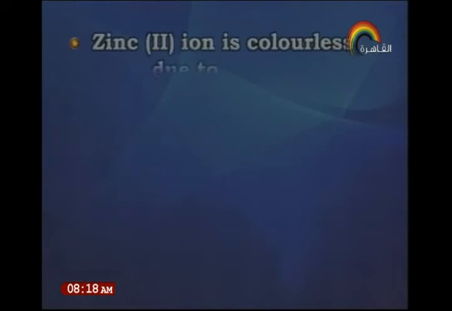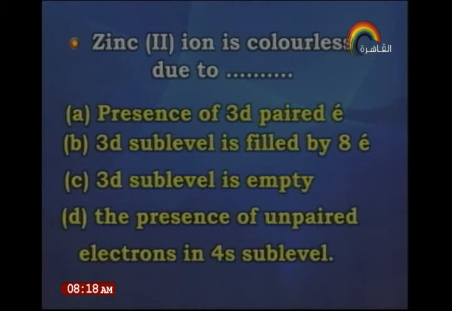Next point, zinc 2 ion is colorless due to what? Presence of 3D paired electrons, 3D sublevel is filled by 8 electrons, 3D sublevel is empty, the presence of unpaired electrons in 4S sublevel? Yes, if you think about it, it will be the presence of 3D paired electrons.